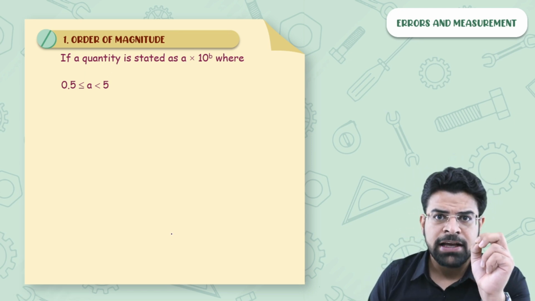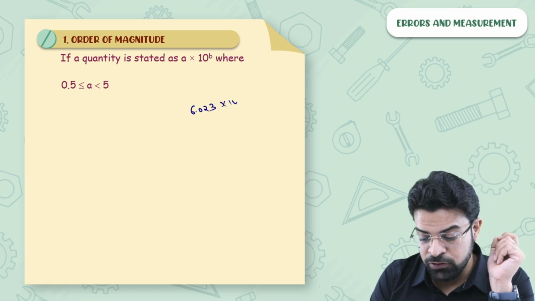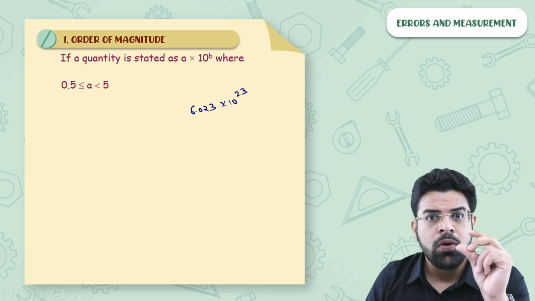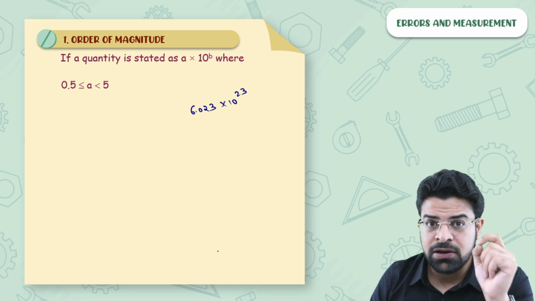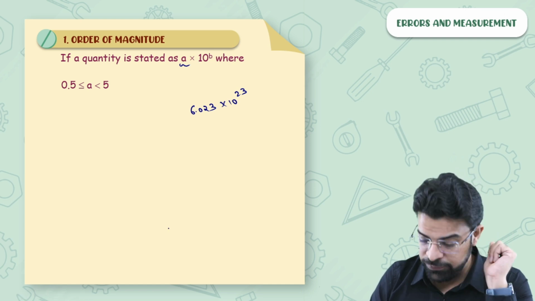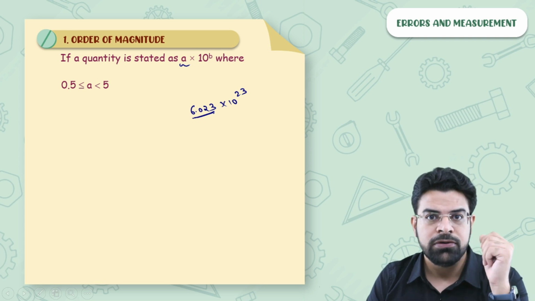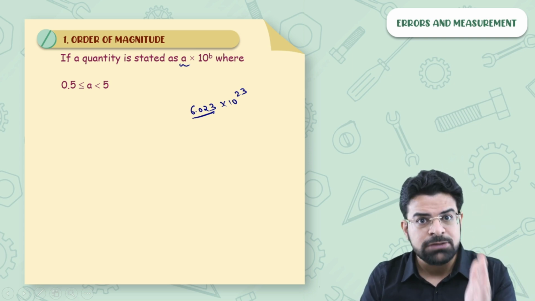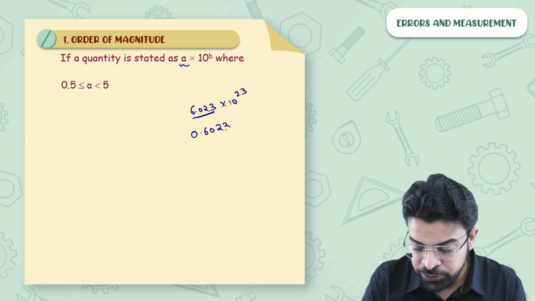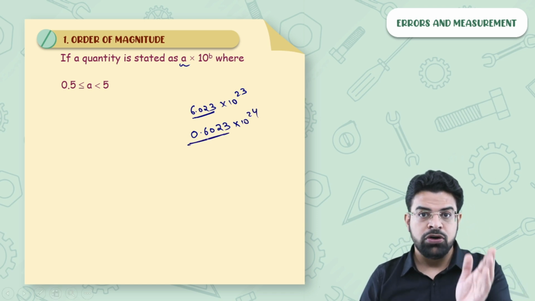Let's take the example of 1 mole. 1 mole means 6.023 into 10 raised to the power of 23. If you need to find the order of magnitude of 1 mole, how will you find it? The rule says rewrite the number in such a way that a lies between 0.5 and 5. Here you can see the first part 6.023 is more than 5. So rewrite it such that this value lies between 0.5 and 5. You can rewrite this number as 0.6023 into 10 raised to the power of 24. Now you can see this first part lies between 0.5 and 5.